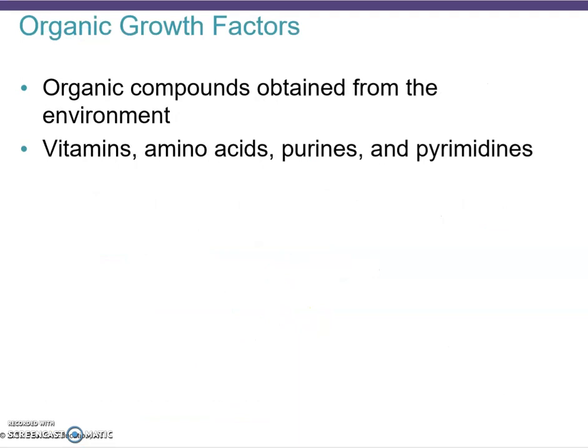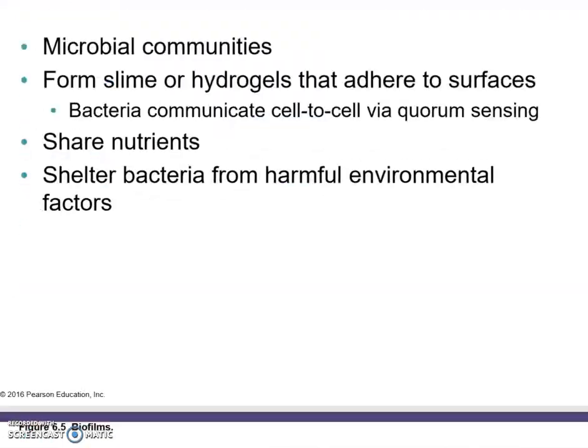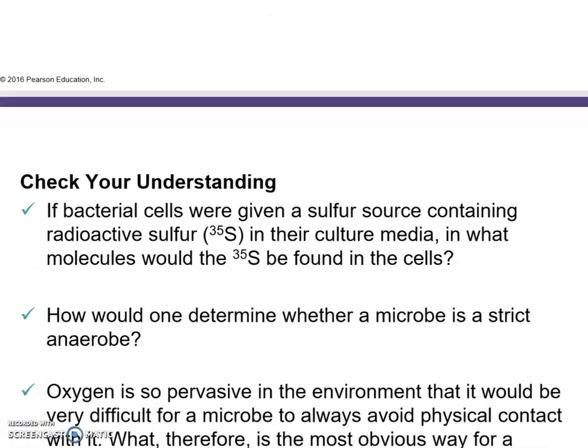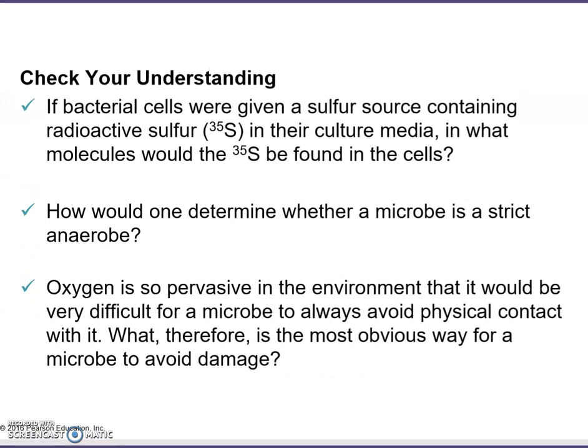Now continuing here with organic growth factors. So those would be organic compounds that the organism must obtain from the environment that it's living in because it cannot make them on its own. And these would include vitamins, amino acids, and purines and pyrimidines. Of course, those are the base molecules for forming nucleotides that then get incorporated into DNA, RNA, and other nucleotide-containing organic molecules.